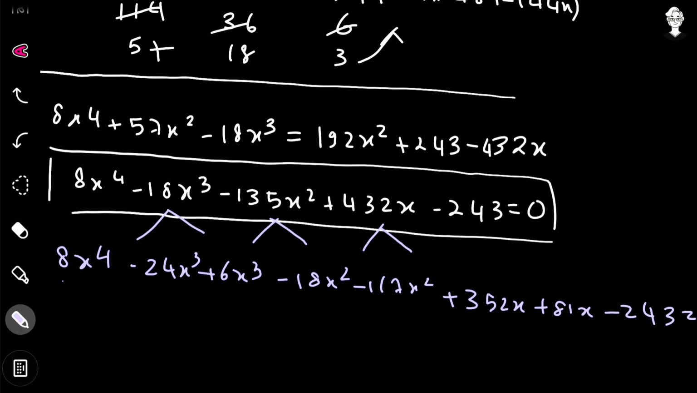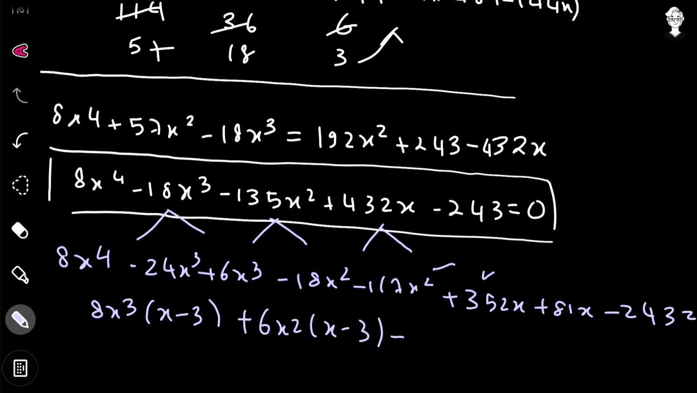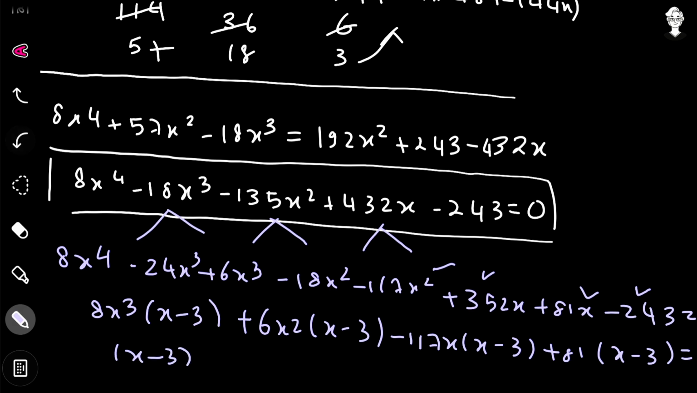So now we will take 8x³ common from this and this. So we are taking 8x³ common, so inside the bracket it will remain x minus 3. Now from this and this I will take 6x² common, so plus 6x², inside the bracket x minus 3. Now from this and this I will take negative 117 times x, so inside the bracket x minus 3. And from this and this I will take 81 common, that is positive 81, so inside the bracket x minus 3, and this is going to be equal to 0. So now we have x minus 3 multiplied with 8x³ plus 6x² minus 117 times x and positive 81, and this is going to be equal to 0.